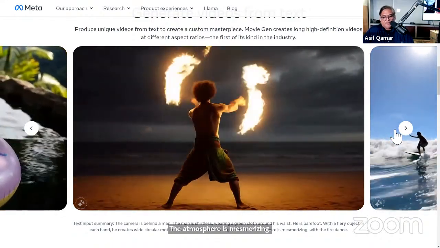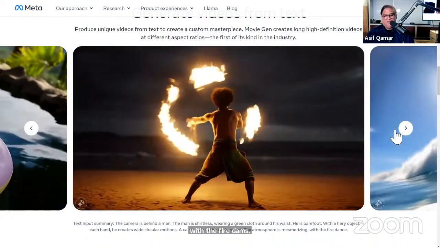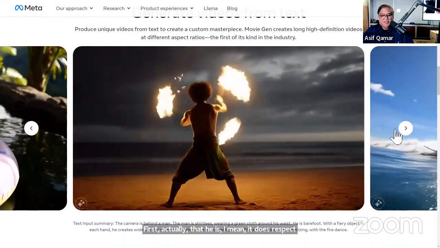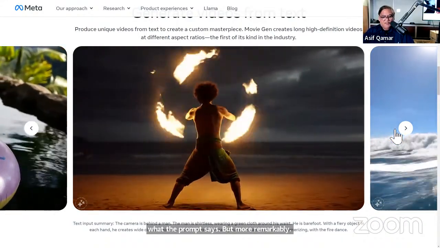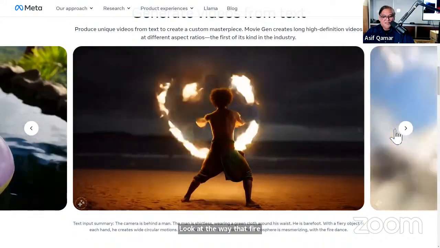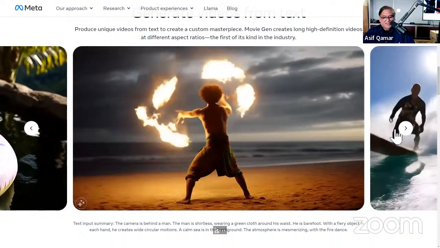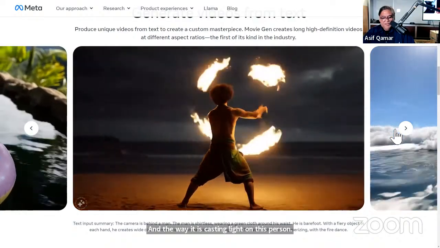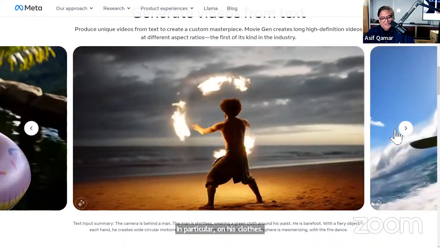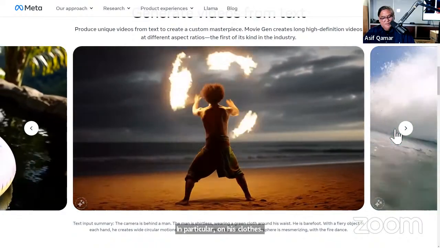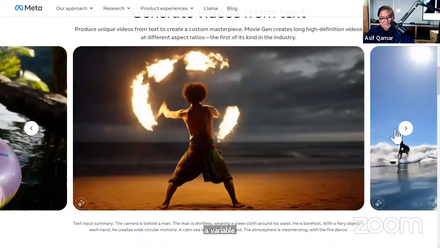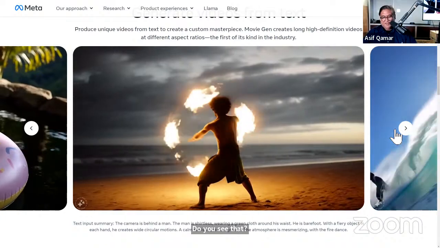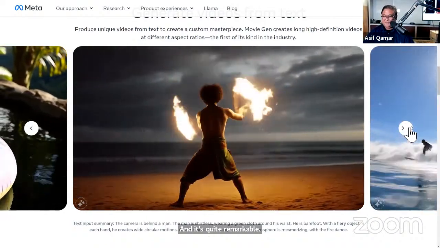Now, two things to notice. First, it does respect what the prompt says. But more remarkably, look at the way the fire is dancing and the way it is casting light on this person, in particular on his clothes. And then look at the way the light is casting a variable illumination on the sand. Do you see that? And it's quite remarkable that it can get it right this far.